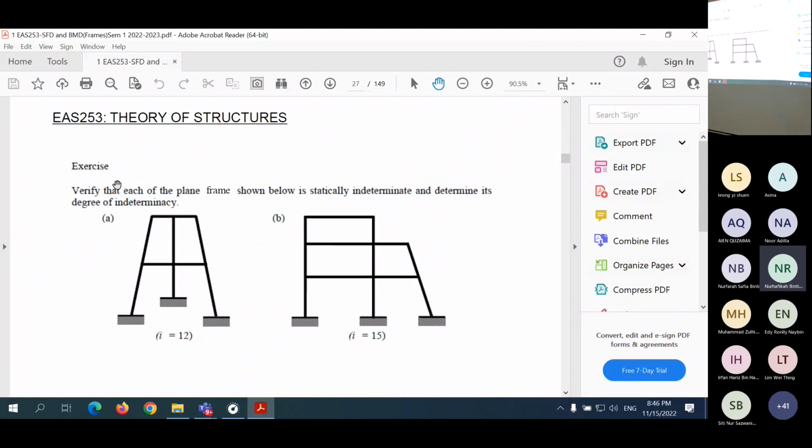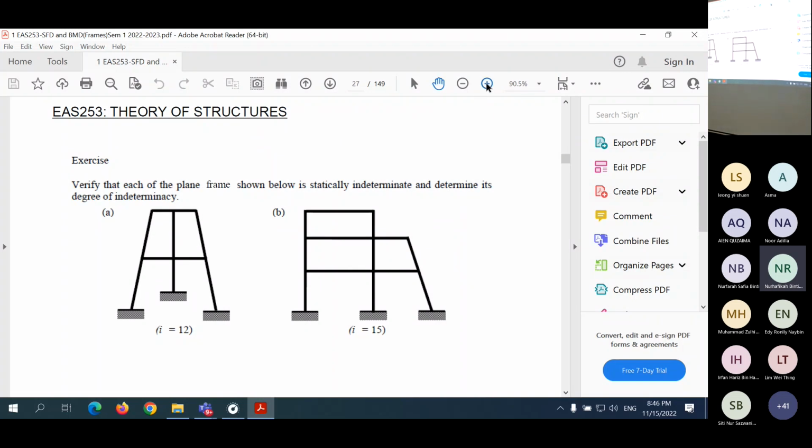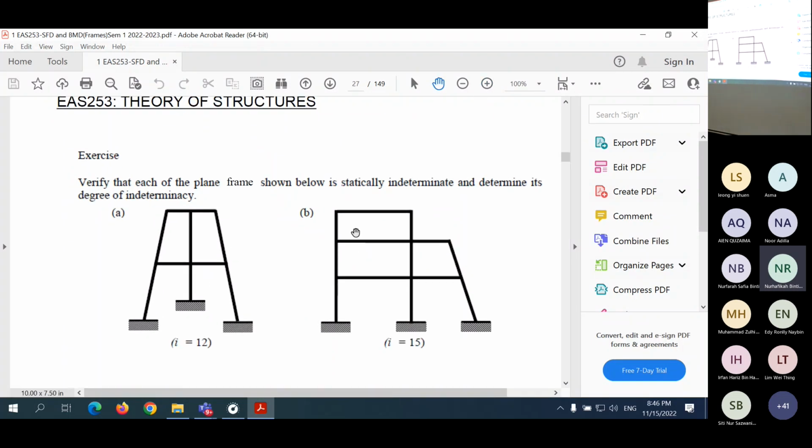So here I give you an example exercise, so you should be able to confirm that this is statically indeterminate and find the degree of statical indeterminacy. The I here is 12. Okay. And here I is 15. Okay. Please check this and make sure you can get this.